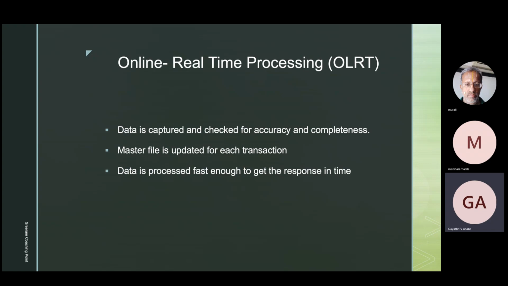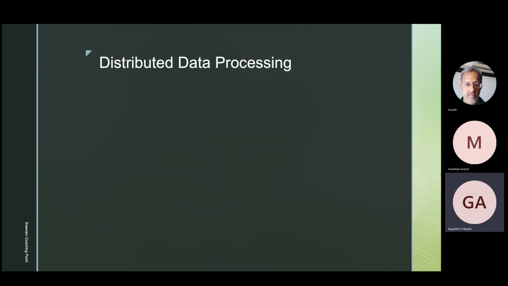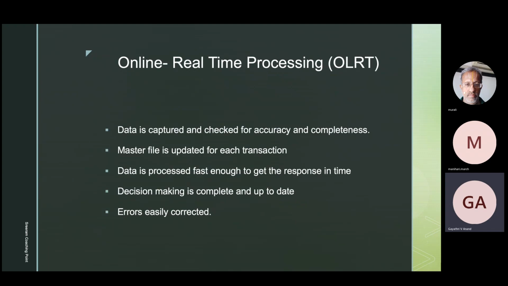There is an online real-time processing. Say you walk into a Decathlon shop, you ask for hiking shoes or something, and he tells you that this size is not available. Immediately he opens his phone, he's able to see the stock and tell you, isn't it? So that is real time, because as and when a sale happens, the software gets updated. Decision making is complete and up to date. Errors are easily corrected. So that is online real time. These are the keywords you need to know, because errors are easily corrected. Decision making is complete. It is processed then and there, and it is also accurate and complete.